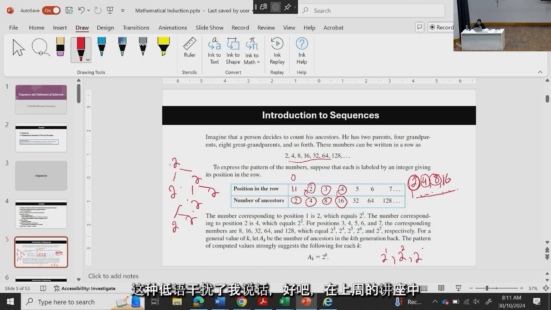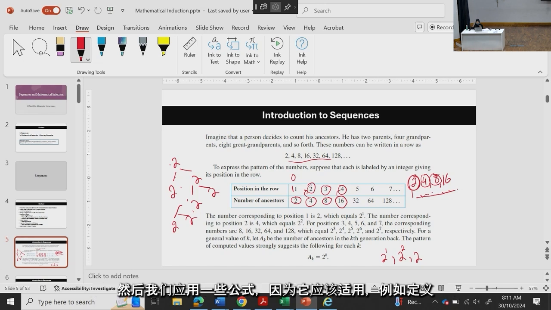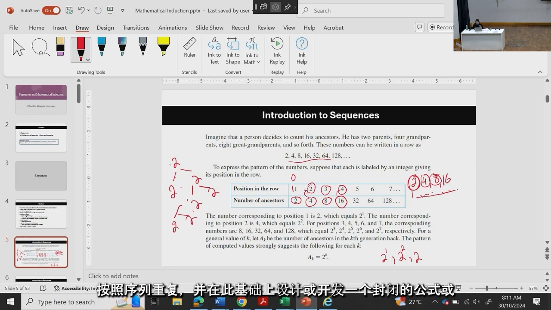So in last week's lectures, we talked about how we take a value which is arbitrarily chosen, okay, and then we apply some formula because it should be applicable. For example, the definition of even integers and odd integers, we can pick any number and then plug that in to find out or to provide or write a proof for that. Similarly, over here, we try to find a pattern that repeats in a sequence, and based on that, we design or develop a closed formula or general formula or explicit formula, same thing, okay?